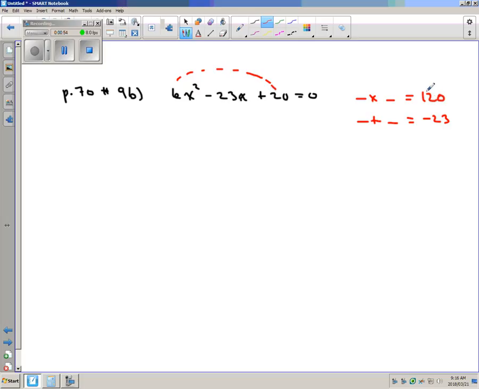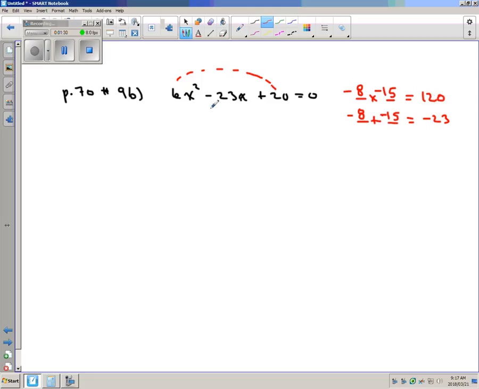Just take your calculator and go 120 divided by 1. Can you play with 120 and 1 to get 23? No. 120 divided by 2, which is 60. Can you play with a 2 and a 60 to get that? 120 divided by 3, which is 40. How about 3 and 40? No. And you keep going down your list, and finally, when you get to 120 divided by 8, you get 15. So 8 and 15, well, we're going to play with our signs here. Because 8 times 15 gives 120, but it doesn't add to give negative 23. However, if I make them both negatives, I'm good to go.